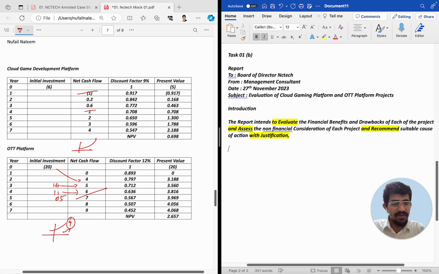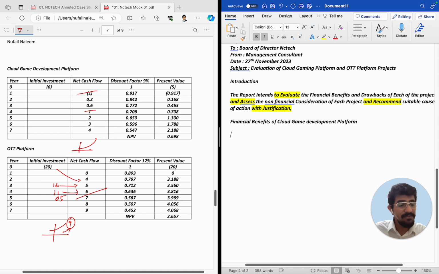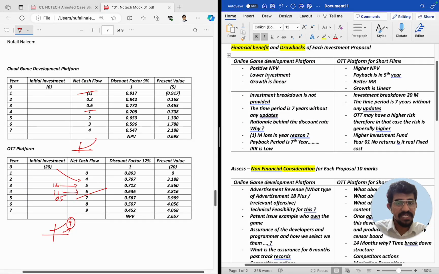And then students, firstly I'm going to write down here financial benefits. I have two options, but my suggestion, just to be precise, is let's go one by one. And financial benefits of a cloud game development platform. So I will write it down like this, so that it will be very clear for you all. Students, the structure you can follow: for example, evaluate means you have to do a detailed discussion, but considering the time frame you have, you can go with state, apply, conclusion if needed, and you will get 1 mark because you have so many points here. So now if you observe the financial benefit: positive NPV, lower investment and growth is linear.